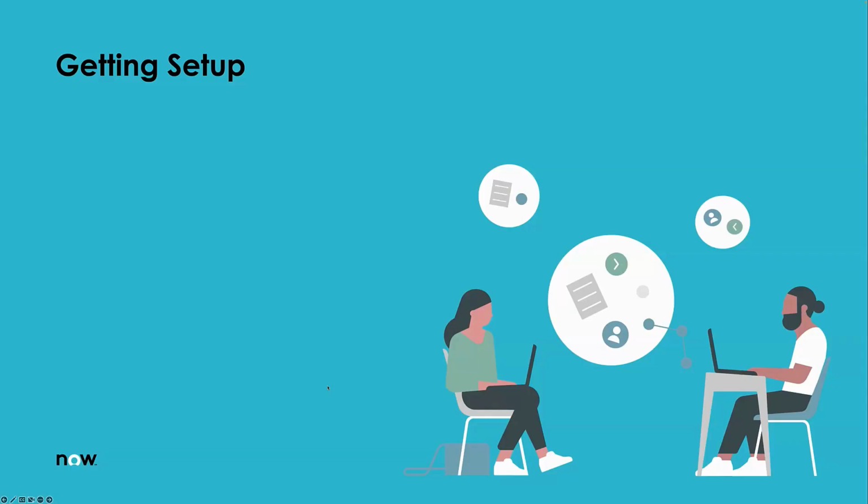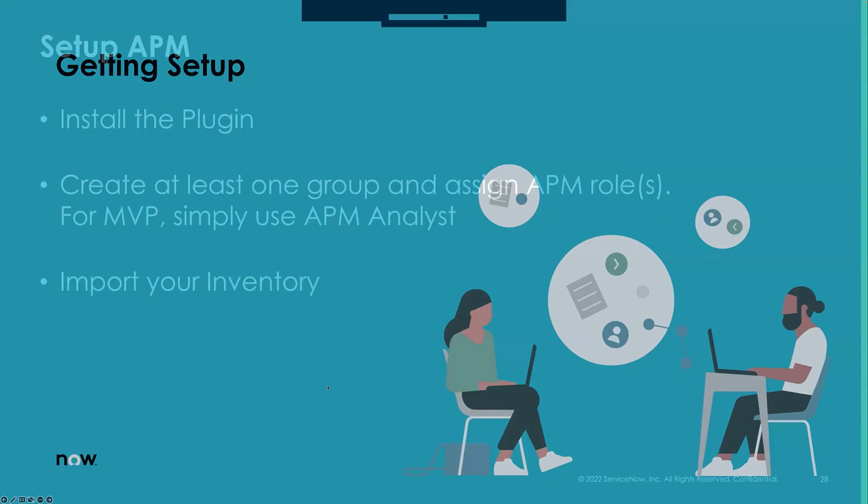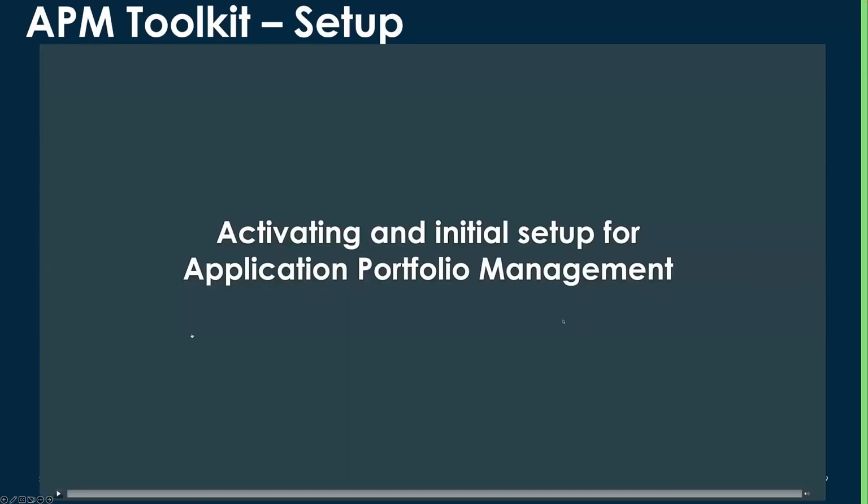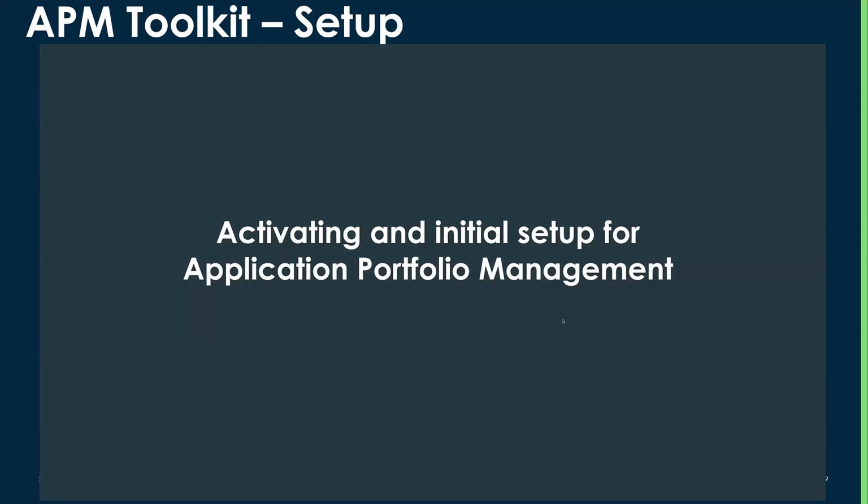So, getting set up. The basic steps are: install a plugin, create one group, and here, for a minimum viable implementation, we're saying use APM Analyst. That's the highest level user in APM. You can do everything in APM. And then import your inventory. So our video here will demonstrate how to enable it.